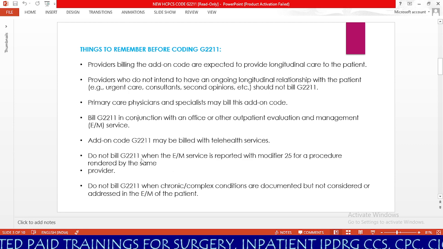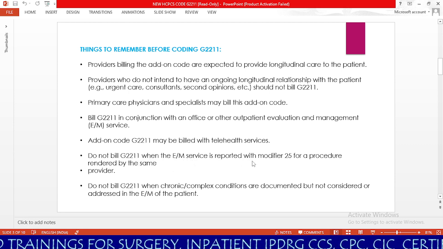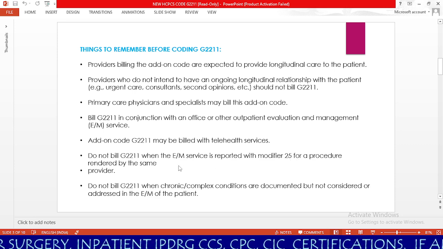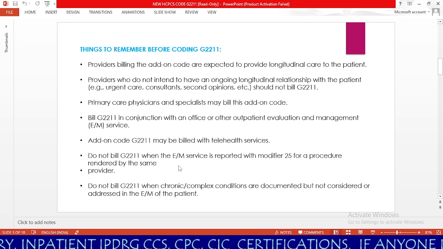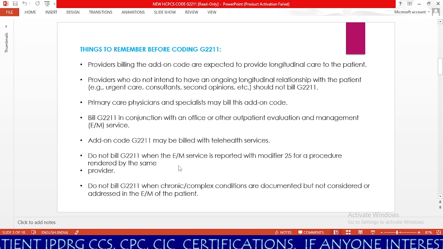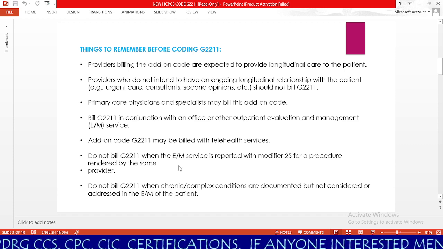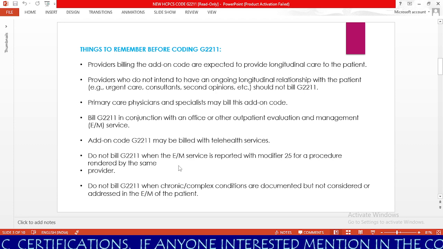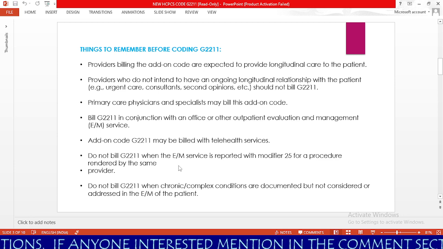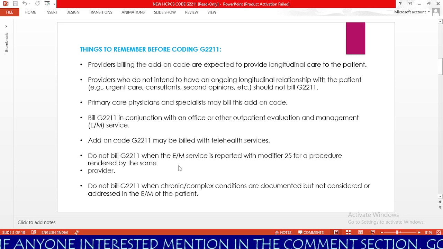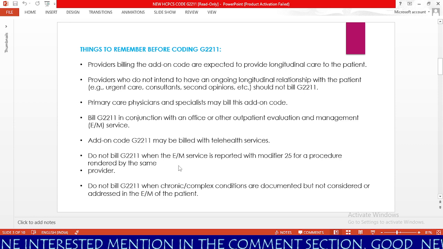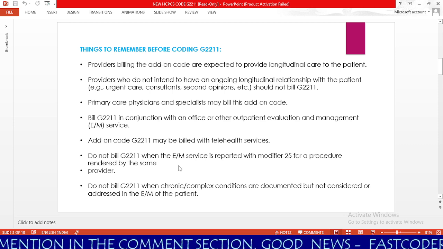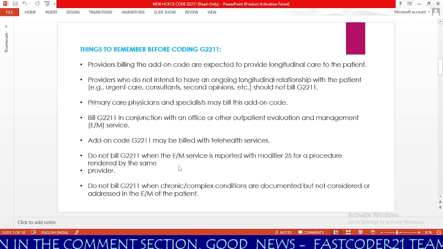Do not bill G2211 when the E&M service is reported with modifier 25 for a procedure rendered by the same provider. For example, if you are appending modifier 25 to evaluation and management services, you can't append add-on code G2211, as most of the complexity is being provided using modifier 25. Just remember, we can use either modifier 25 or G2211, only one in the same visit.